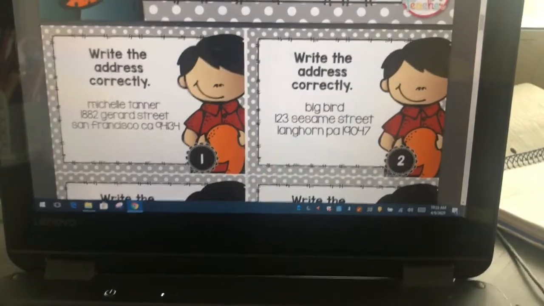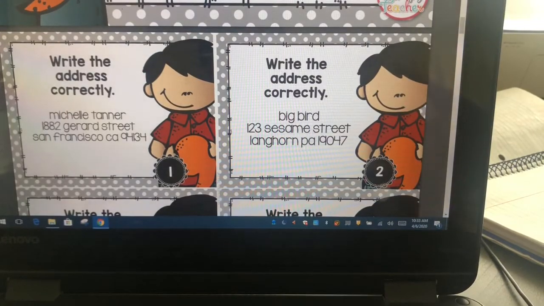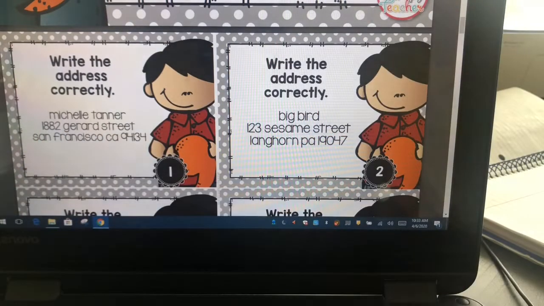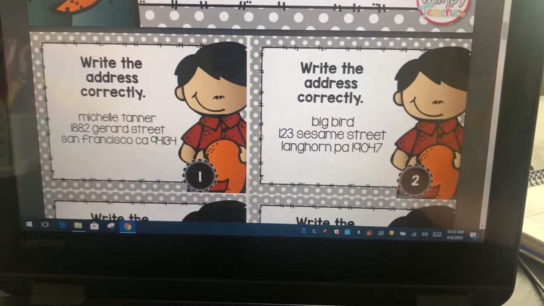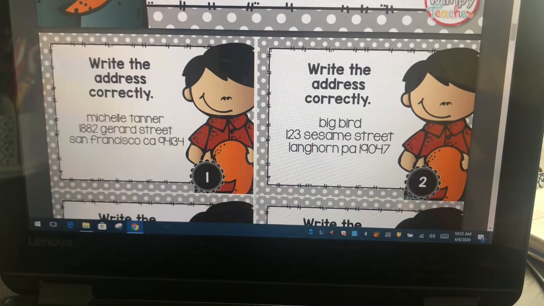Yay! It says San Francisco. Do you think we capitalize the letter S in San? Correct, we do. San. What about Francisco? Do we capitalize the F in Francisco? Perfect. We do. Oh, make sure I write the word correctly because it's right in front of me.